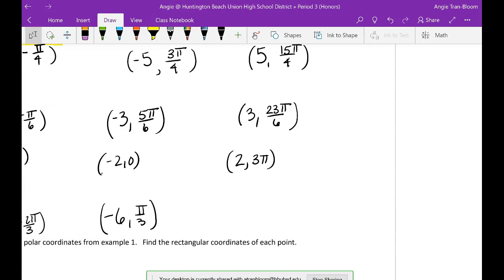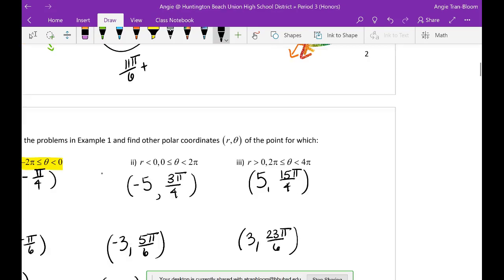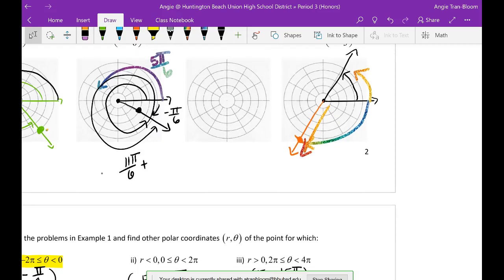Last one. Wilson. 6, 10 pi over 3. 10 pi over 3. Wrong? No. It's not wrong. Okay, something's going on with that. All right, let's work this out.